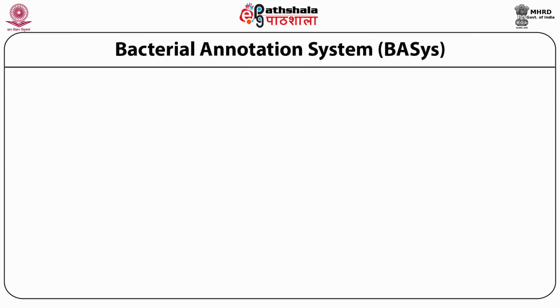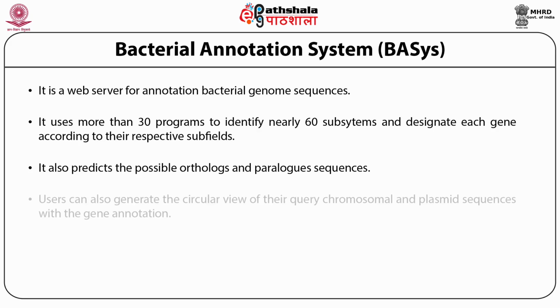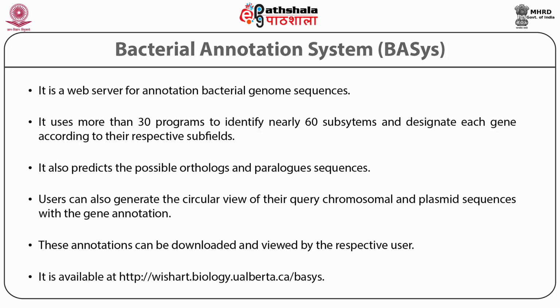The Bacterial Annotation System. It is a web server for annotation of bacterial genome sequences. It uses more than 30 programs to identify nearly 60 subsystems and designate each gene according to their respective subfields. It also predicts the possible orthologs and paralog sequences. Users can also generate the circular view of their query chromosomal and plasmid sequences with the gene annotation. These annotations can be downloaded and viewed by the respective user. It is available online at the following link.